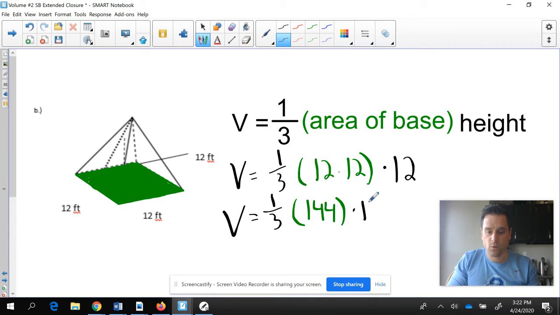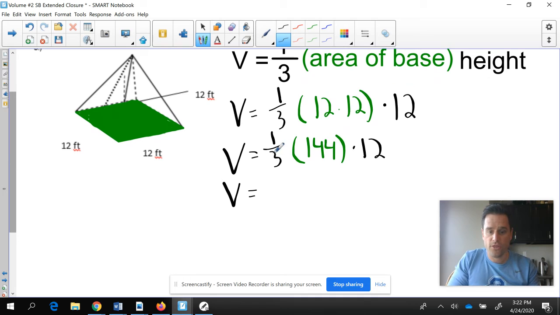And this is the formula, guys. This is what we're going to use every time. It's 1/3 the area of the base times height. And then from here, I don't mind if you use a calculator. 1/3 of 144. Let's use my trusty calculator. We're going to make this a little bit quicker. I don't mind if you use a calculator for these. It's going to be 48 times the 12.